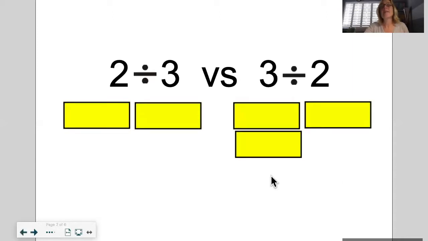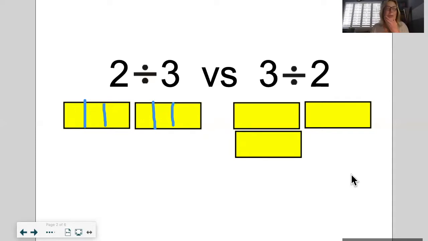So what does 2 divided by 3 mean? Well, 2 divided by 3 means you have two things, and you're dividing them into 3 equal parts. So how would you draw that? Let's draw 2 rectangles and divide them into 3 equal parts. Typically the best way to do this is to divide each of the rectangles into 3 equal parts. Okay, so we have 2 whole rectangles, each of them divided into 3 equal parts.